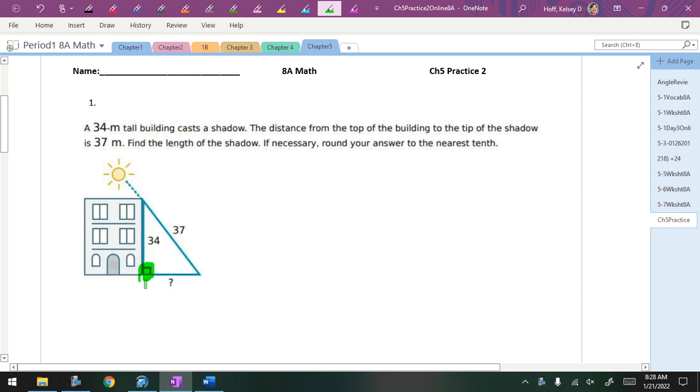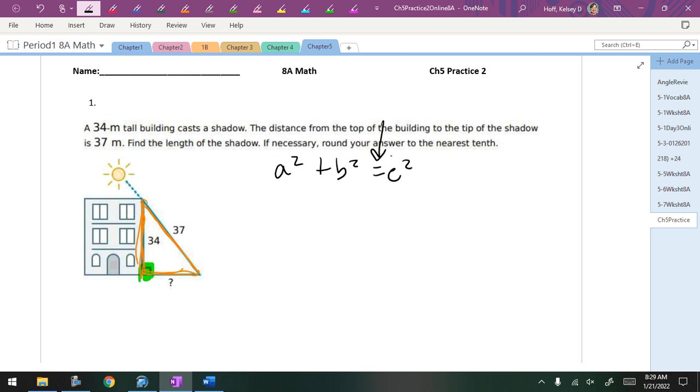You flip that one, and then it will walk you through this page. Okay? So if I have a right triangle and I know one side is 34 and one side is 37 and I need to find that third side, what am I going to use? A, B, and C. A squared plus B squared equals C squared. And we put an equal sign because we know it's 90 degrees. The important part is that we make sure we put the letters in the right spot.